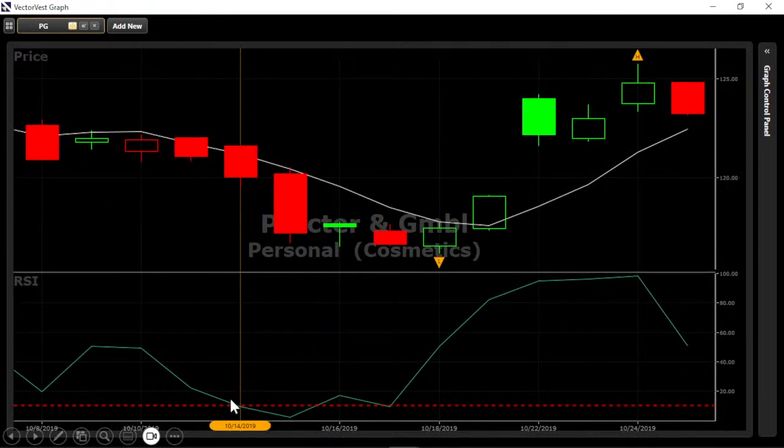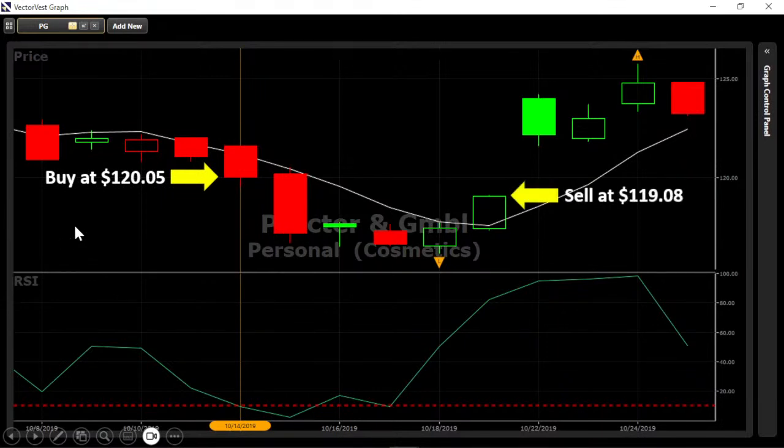Now here, October 14th of 2019, rules are still in place. Price above the 200, but below the 5-day, 2-period RSI below 10. Now here, if you buy at 120.05, you sell there at 119.08. That's a losing trade, right? I know what the price did the next day. We know that now. We didn't know it then, so we're not going to say, well, you should have held that. No, we're not going to play that game. The rules were met. We sell at 119.08. A little bit of a loss there.